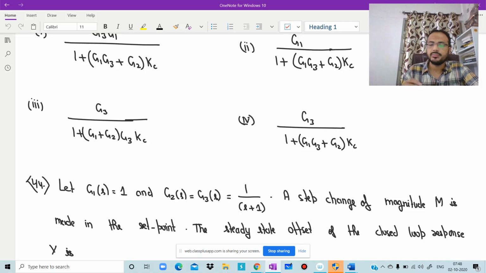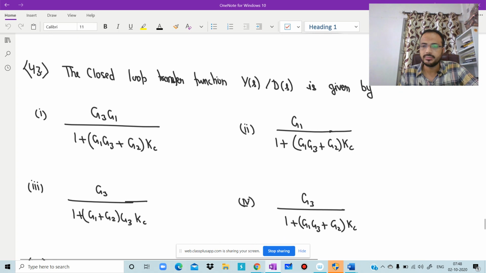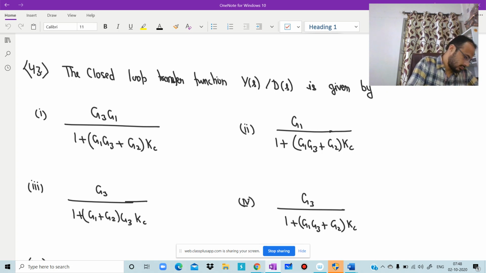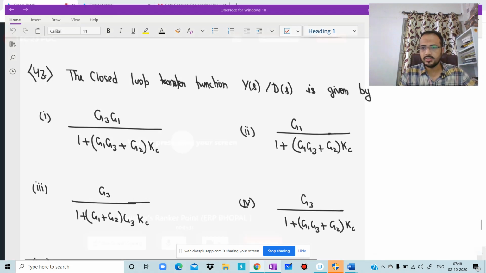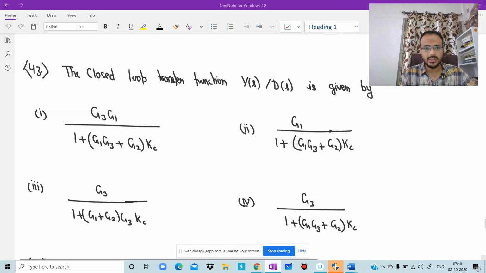Yesterday I gave you one question. How many of you solved it? Tell me the right answer of this question. What is the right answer of this question? 43 4.